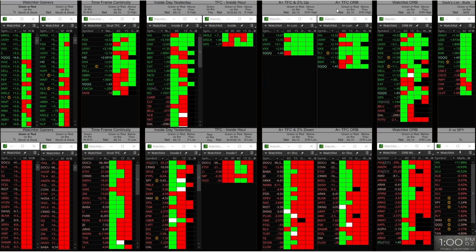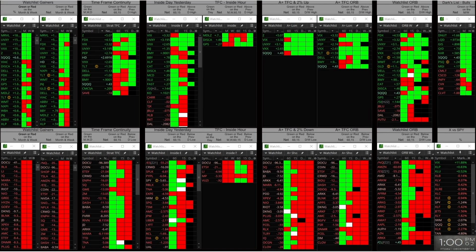Okay. Also including TFC, so green on the month, week, and day plus ORB. Okay, and this is a very powerful scan. A lot of hitters come from this. The watch list ORB is very similar to the TFC ORB, except it takes out the TFC element. This is just straight from the watch list. Does it have an ORB? Does it have an opening range breakout?